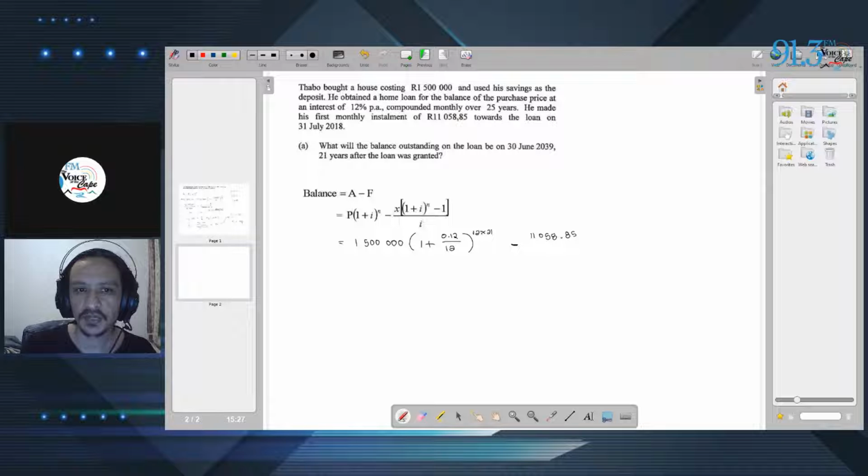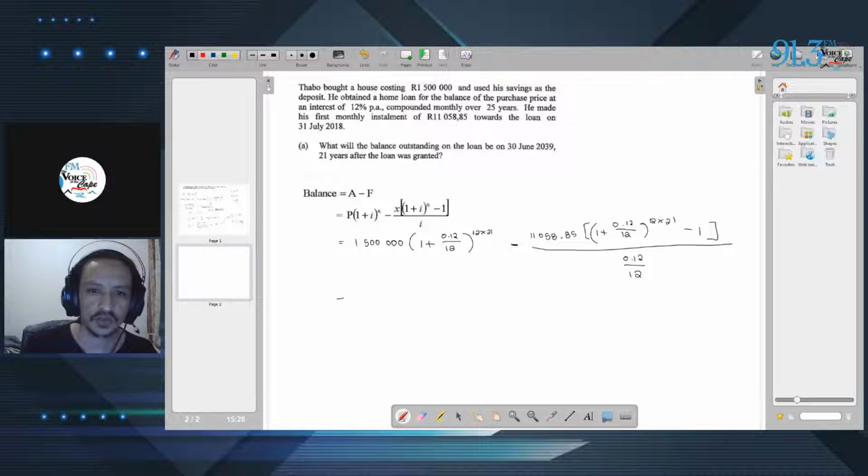11,058.85. Square brackets, 1 plus 0.12 divided by 12, to the power of 12 times 21. Made a little mistake. I'll just do this quickly. Erase this. There we go. Minus 1, over 0.12 over 12. Now let's see what we end up with.